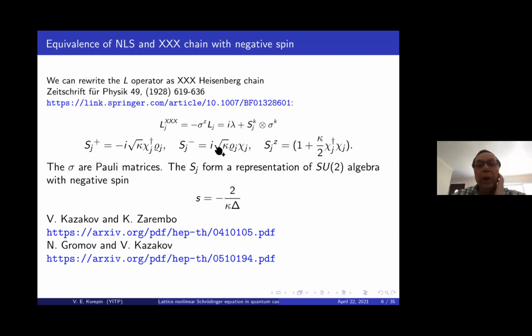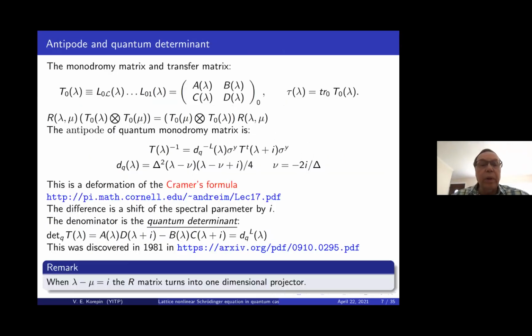So I can take this lattice L operator, multiply by sigma z Pauli matrix from the left, and then this turns into the L operator of XXX. So I can write the L operator as identity multiplied by the spectral parameter, where i is the square root of -1, of course. Then the matrix I decompose into Pauli matrices, and the coefficients are these operators. They form a representation of the SU(2) algebra with a negative spin, -2 divided by kappa delta, coupling constant and lattice step. The main example will be s equal to -1. So this lattice nonlinear Schroedinger is also XXX with negative spin.